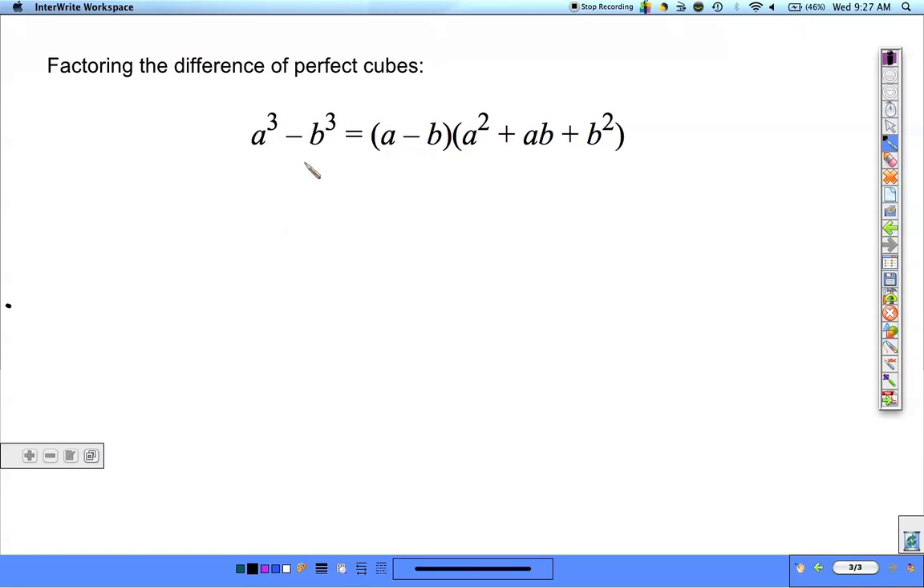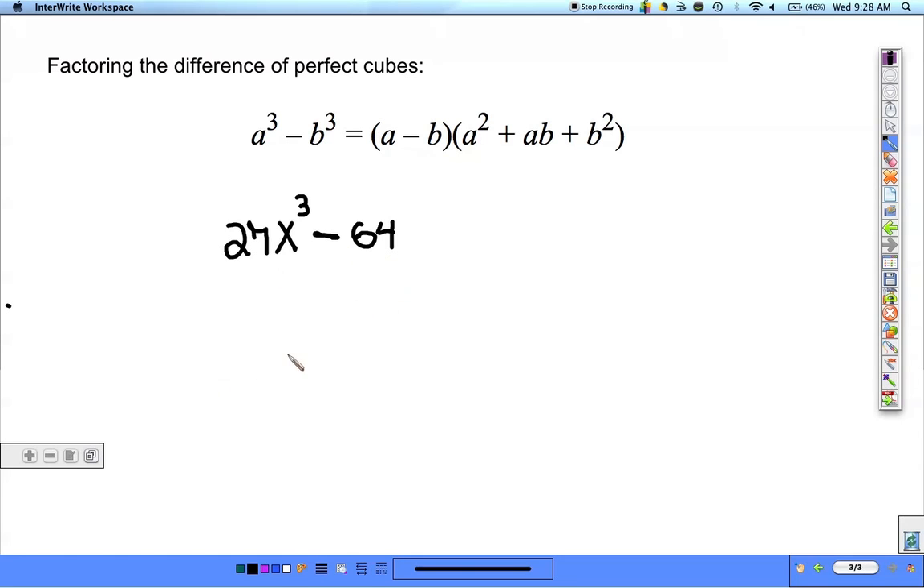All right, so here is an example. Let's say I have 27x cubed minus 64. All right, so I want to find the difference, or factor the difference, of these two perfect cubes.